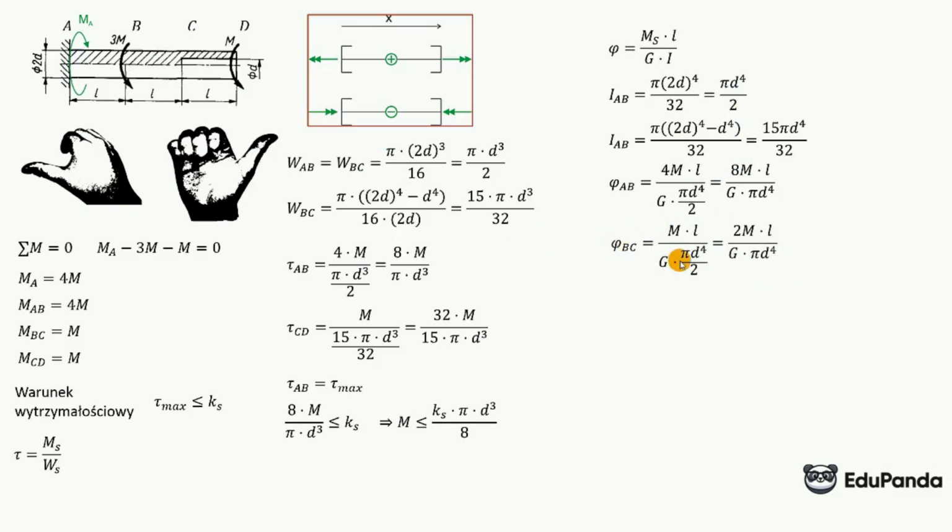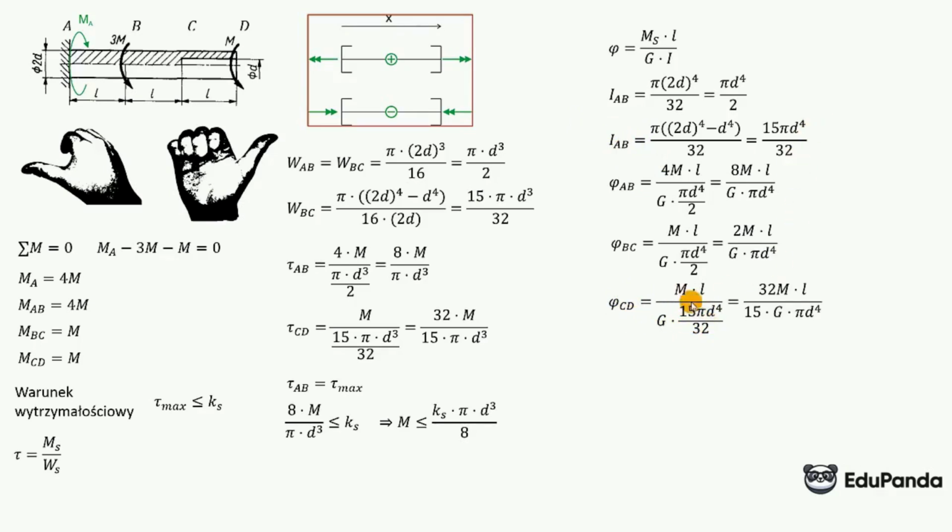And the angle of twist of section D relative to section C, well, moment M, segment length L, G, and here we remember to substitute. And there's an error here. CD should be here, the moment of inertia of segment CD. And we substitute just this moment of inertia of segment CD. And we have it calculated.